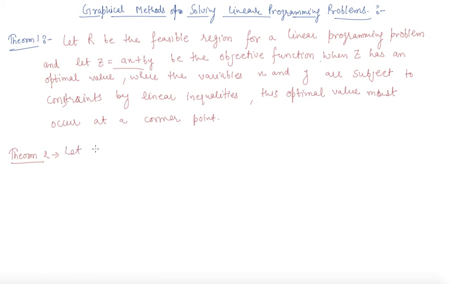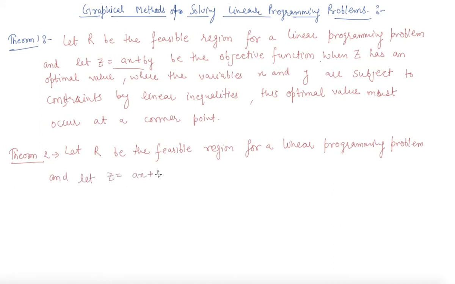Theorem 2 states: let R be the feasible region for a linear programming problem, and let z equals ax plus by be the objective function.